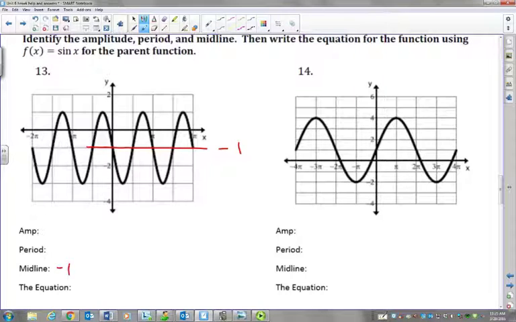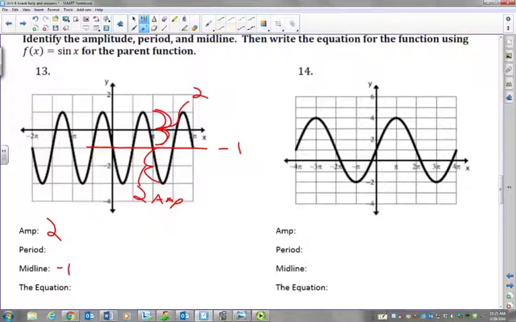And then the amp is the distance how far up and how far down, and they should be the same number if you found the midline correctly. So in our case, 2 is the amp because it's going 2 down, as well as 1, 2 up. So that means that the amp is 2.